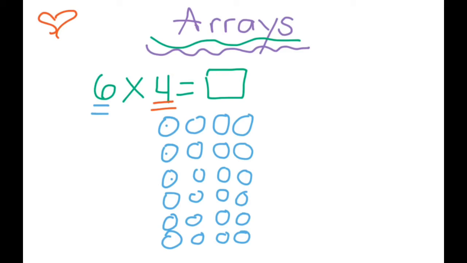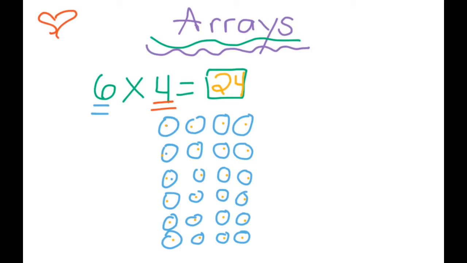After we finish adding the correct number of elements to each row, all we have to do is either count them up one by one, or we can skip count. So first, let's count them up one by one. 1, 2, 3, 4, 5, 6, 7, 8, 9, 10, 11, 12, 13, 14, 15, 16, 17, 18, 19, 20, 21, 22, 23, 24. So there you have it. 6 times 4 is 24.